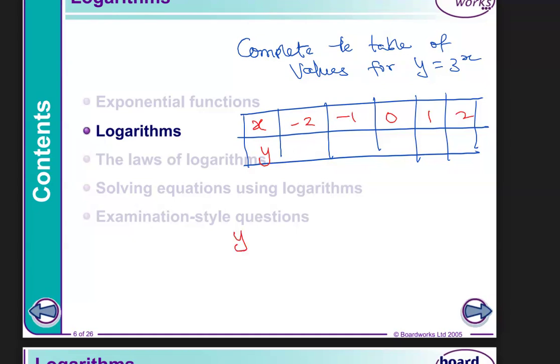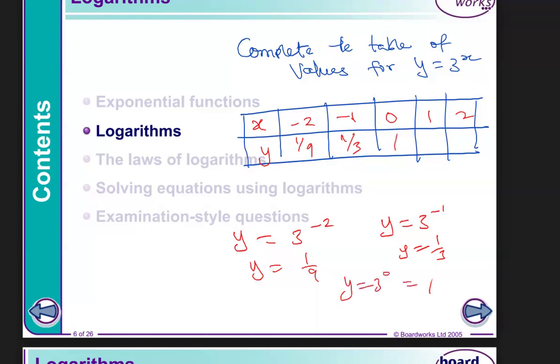So y equals to 3 to the power of x. So it's going to be what? Y equals to 3 to the power of minus 2. Y equals to 1 over 9. So you put 1 over 9 there. So when x is minus 1, anyway you see x, you put minus 1. Y equals to 3 to the power of minus 1. Y equals to 1 over 3. Anyway you see x, you put 0 there. Y equals to 3 to the power of 0, also 1. Y equals to 3 to the power of 1, equals 3. You put 3 there. Then y equals to 3 squared equals to 9.